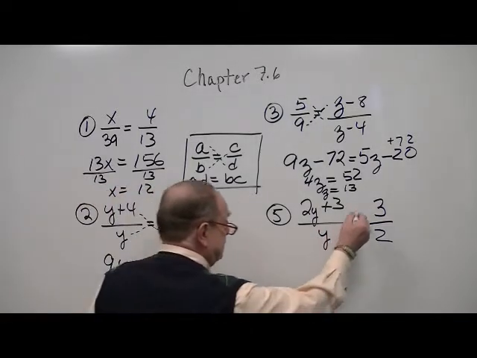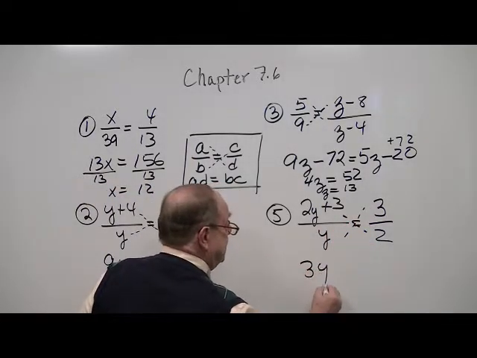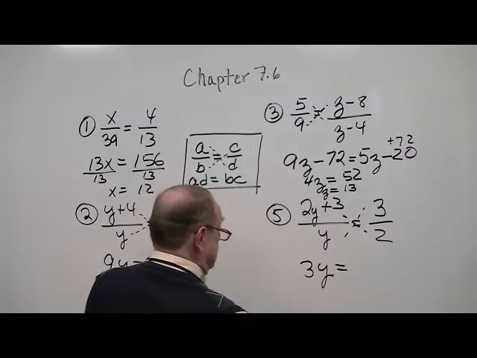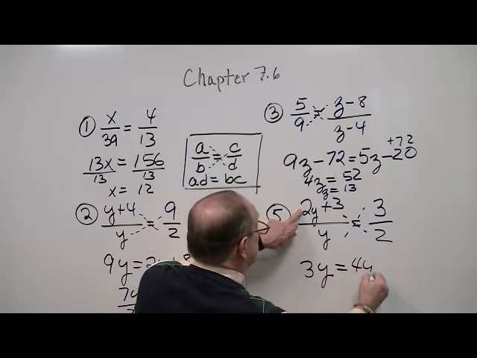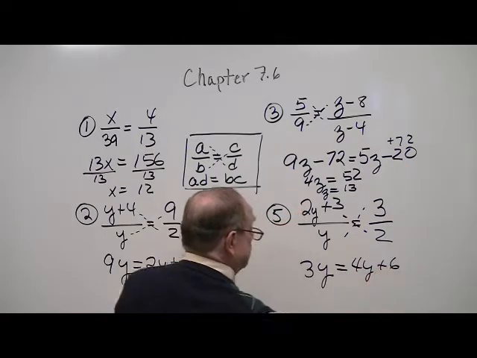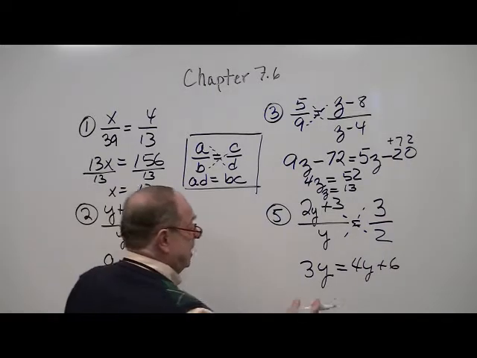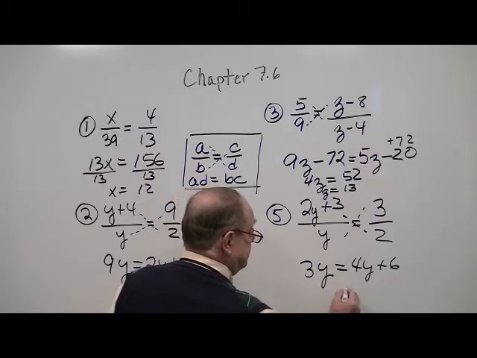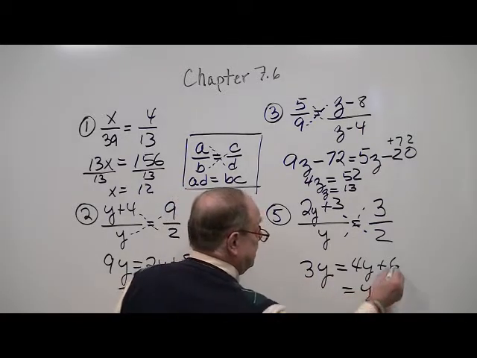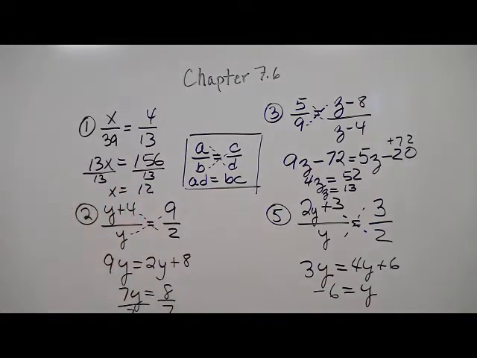Again, we're cross multiplying. This is 3y equals 4y plus 6. And we want to keep our y's positive, so we transpose this way, and we end up with a y by itself is a negative 6.